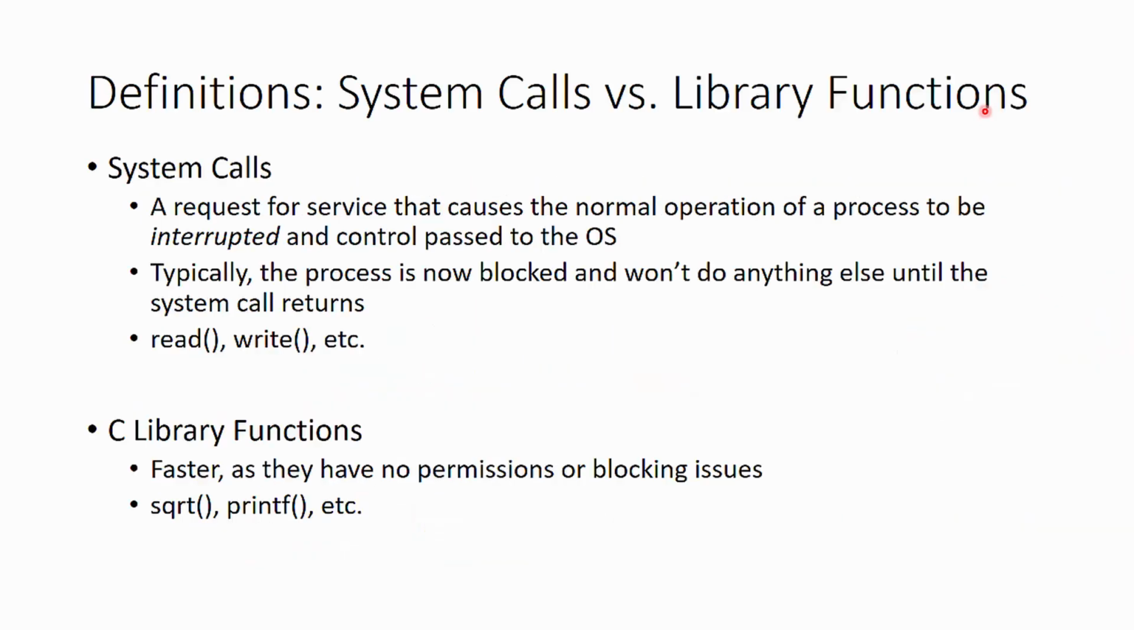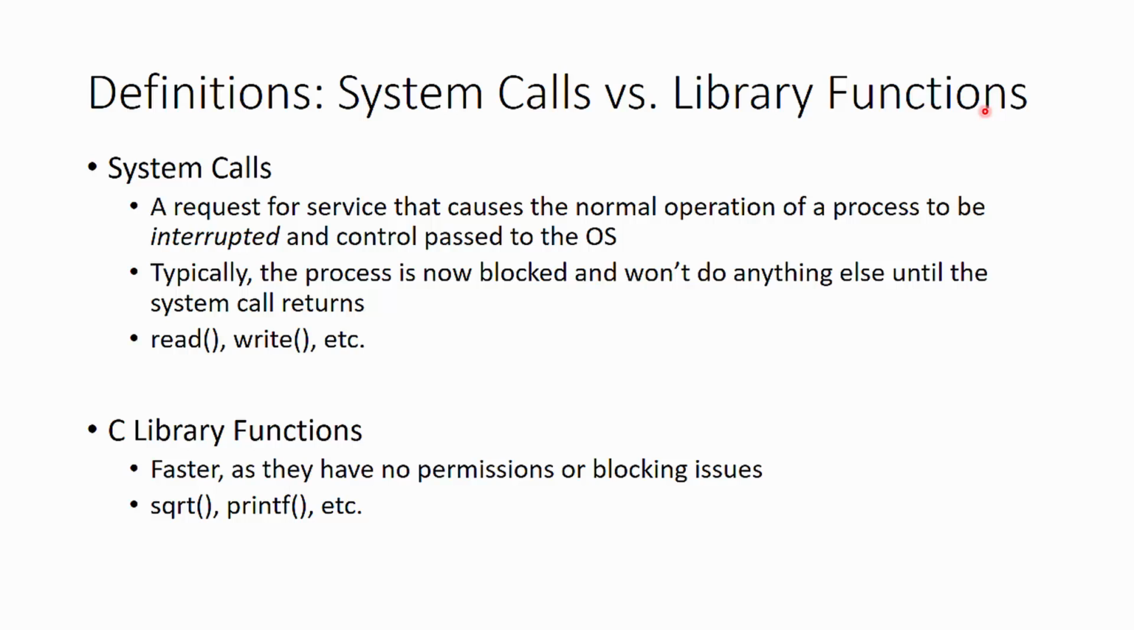So let's look at a couple of definitions here for some of the important terms that we'll be using. A system call versus a library function. A system call is a request for service that your process, your program that you have written that's been loaded into memory and is running as a process, makes. That system call interrupts the flow of that particular process and passes control to the operating system. And typically what that means is that your process is now what we call blocked. It won't do anything else until the system call returns. It's completely stalled at that line and it won't go any further.